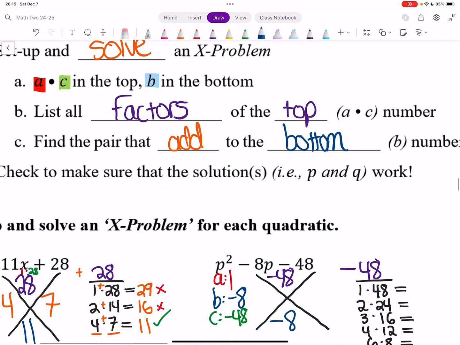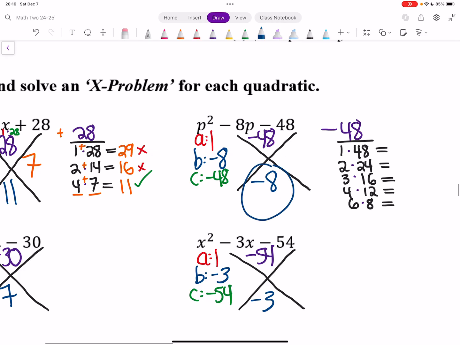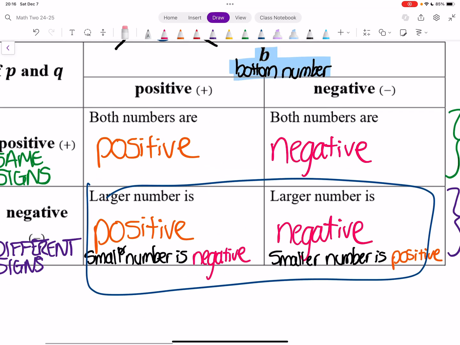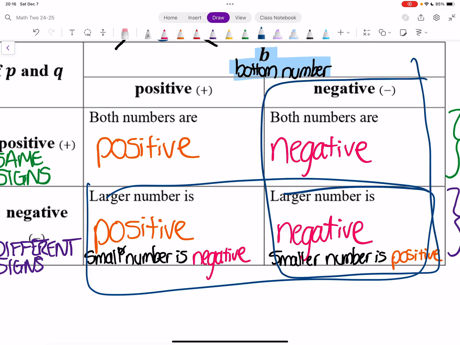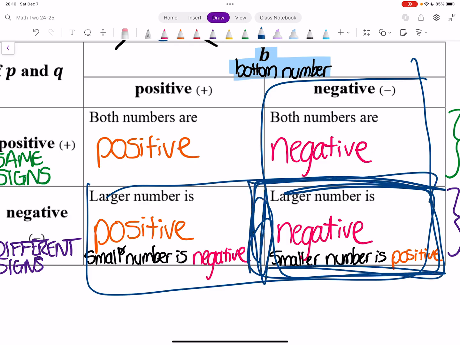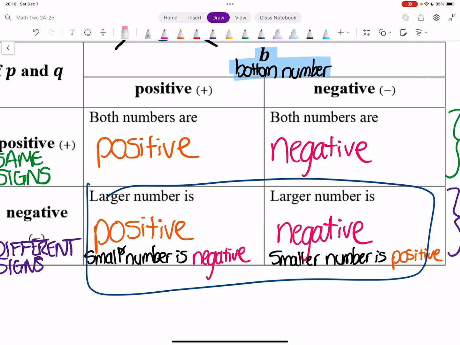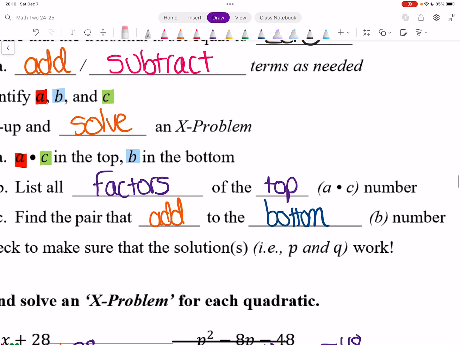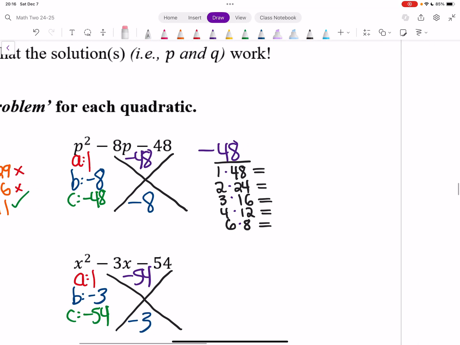Next, we need to figure out what the sign of B is. Well, B is also negative. So I'm going to look in this right-hand side of the chart because B is negative. And I'm noticing that where they intersect is in this box here, which tells me that if AC is negative and B is negative, the larger number must be negative, which means the smaller number is positive. So I'm going to label it as such. The larger number must be negative.